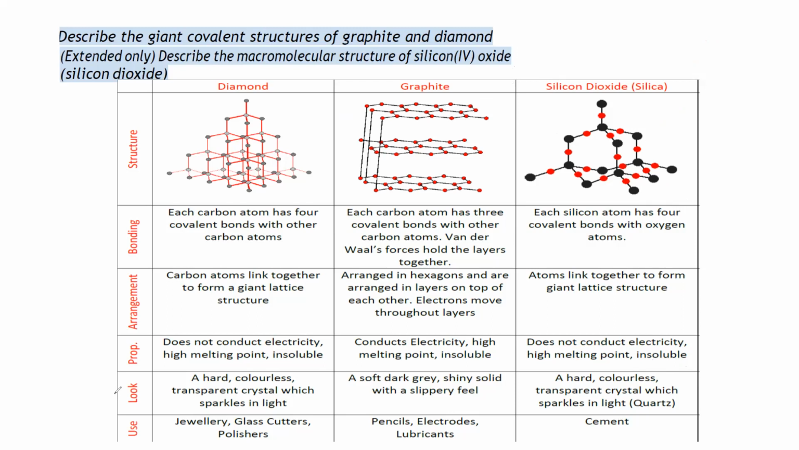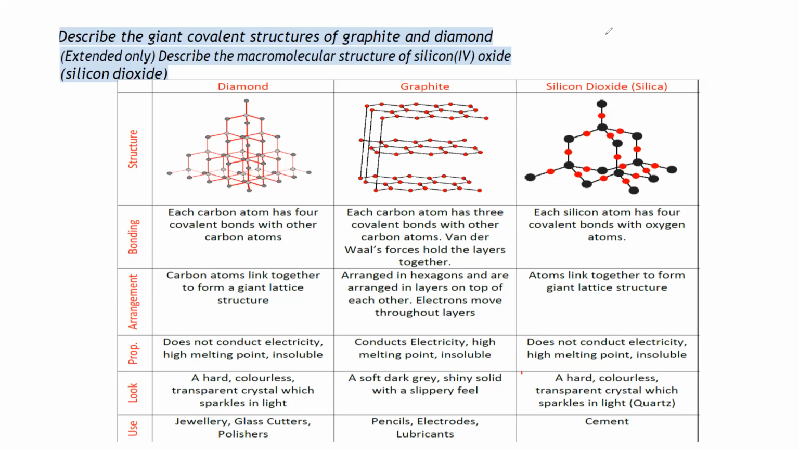How does diamond look or appear? It is the hardest substance known. It is a colorless crystal which sparkles in light. How does graphite appear? Graphite appears as a dark gray, shiny solid with a slippery feeling when you touch it. For example, when you check the pencil lead, you will find that it is soft and slippery.